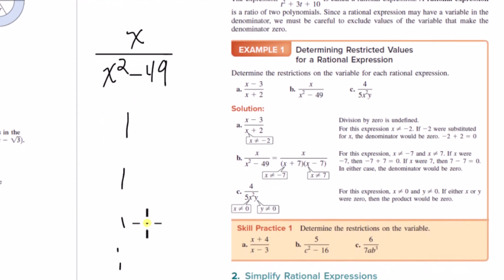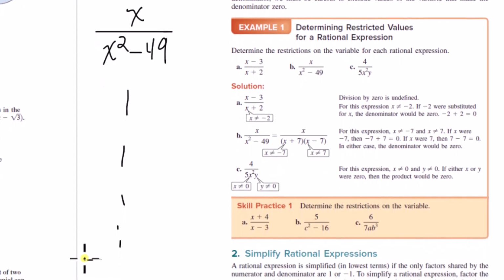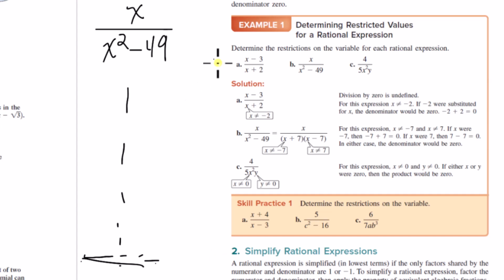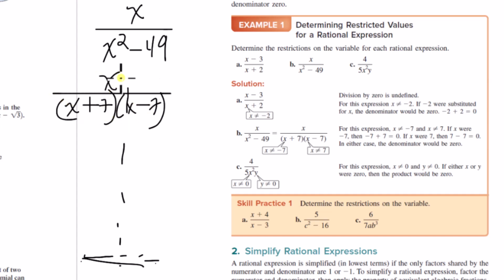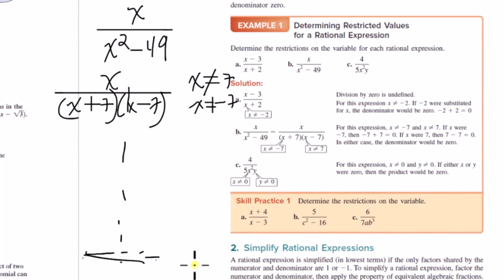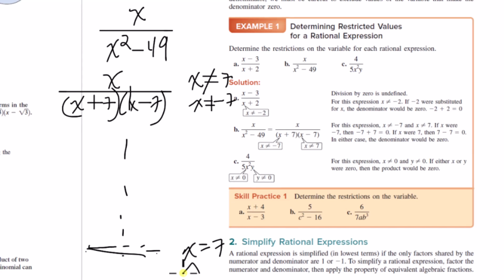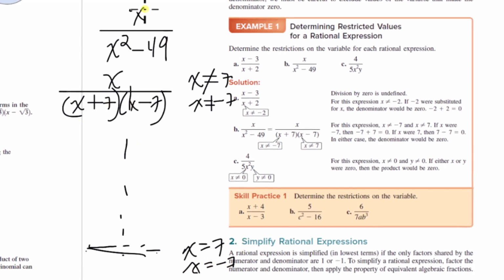Once you've simplified it, when you get to the end, you're still going to have to put restrictions. Here, we can factor this: x plus 7, x minus 7. So we can see x can't be 7, x can't be minus 7. Once we simplify this and get something else, even in that simplified form, x can't be 7, x can't be minus 7. It doesn't matter what the simplified form is. What if up here we had an x plus 7? Let's just say that's what we started with.